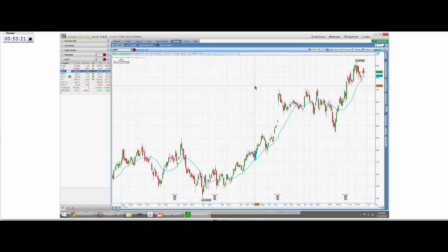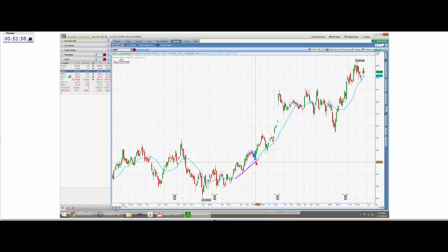Let's have a look at a chart of Baidu. This is a favorite of many traders. Again, what are we looking for? We're looking for that slope, either in the 20 or in the price bars. Okay, and we're looking for orderly retracement back to the 20. And it doesn't even have to remain above the 20. These bars can move below the 20.